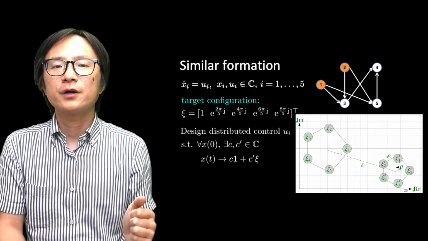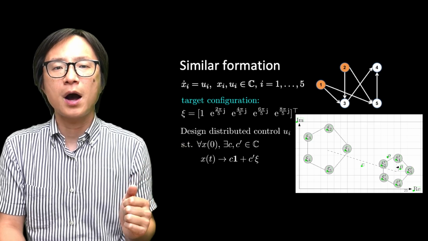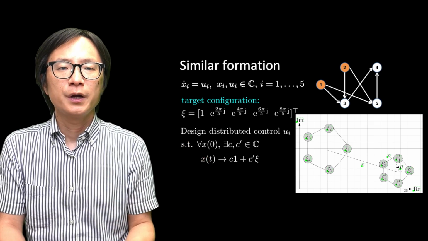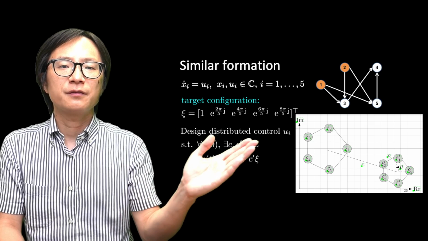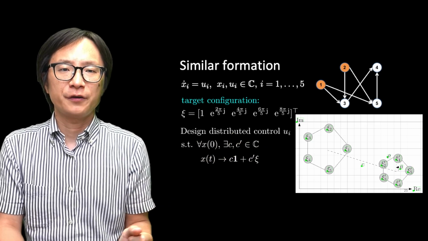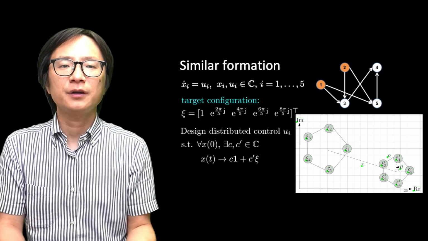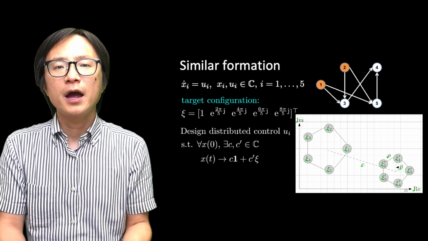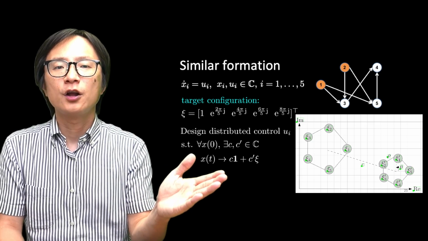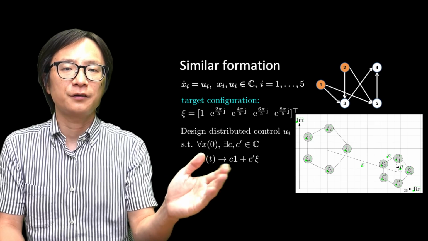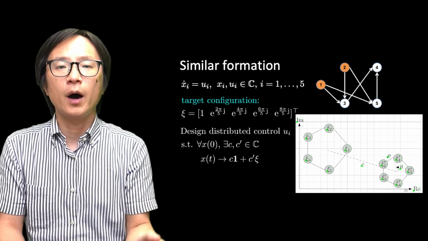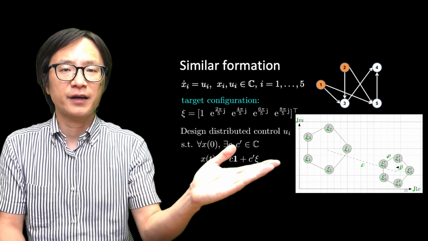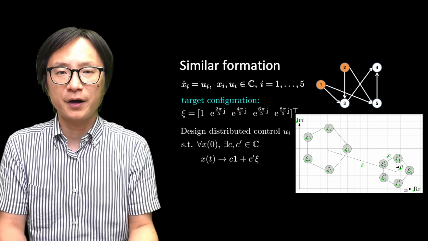Then the similar formation control problem is to design distributed control ui such that it doesn't matter where the agents start, they converge to a formation that can be obtained from the target configuration through some translation, some rotation, and some scaling. And this similar formation can be expressed as a complex linear combination of 2 vectors. The first vector is the vector of all ones that we have already seen in the consensus case. And the second vector is the vector of the target configuration.